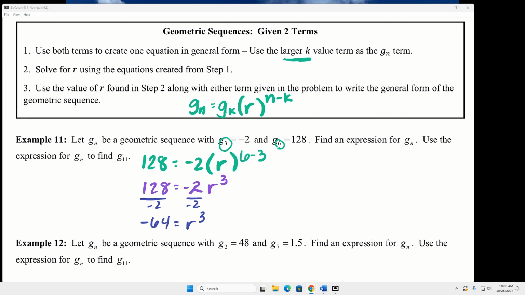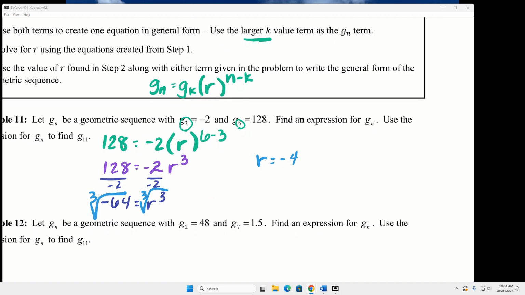All right. Now what would I do to just get R? Cube root. Right, and the cube root of 64 is something that I do want you to know. Do you guys know what it is? Yeah. And since it's negative 64, R is going to be negative 4. I'm using up a lot of space here.